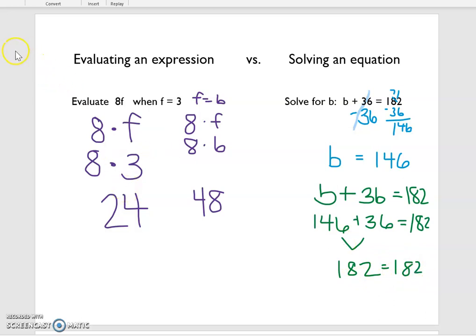I want to highlight the difference between the answers when you're evaluating versus when you're solving. If I'm evaluating an expression, I'm determining how much it equals. Whereas if I'm solving, I'm telling you how much just the variable equals. So your approach and what steps to take will be slightly different depending, again, on this direction. Are you evaluating it or are you solving?